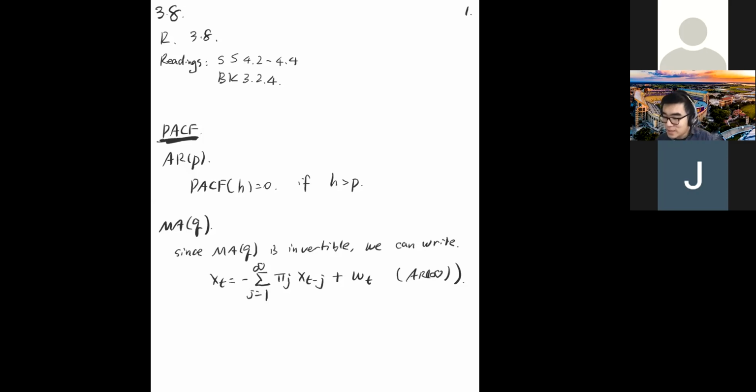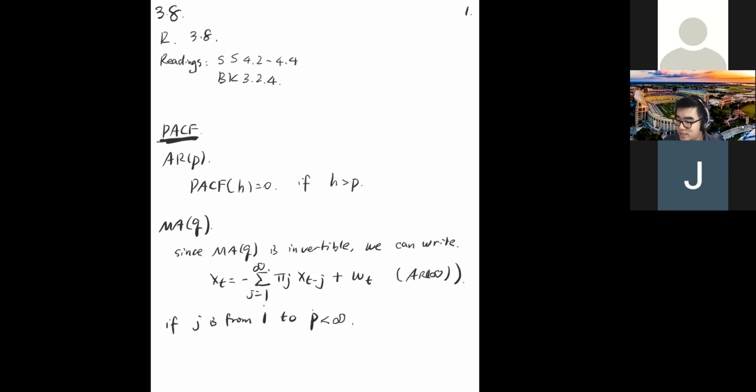Let's assume that j goes from 1 to p, instead of j from 1 to infinity. Let's just consider the case that j is from 1 to p, and this p is less than infinity.